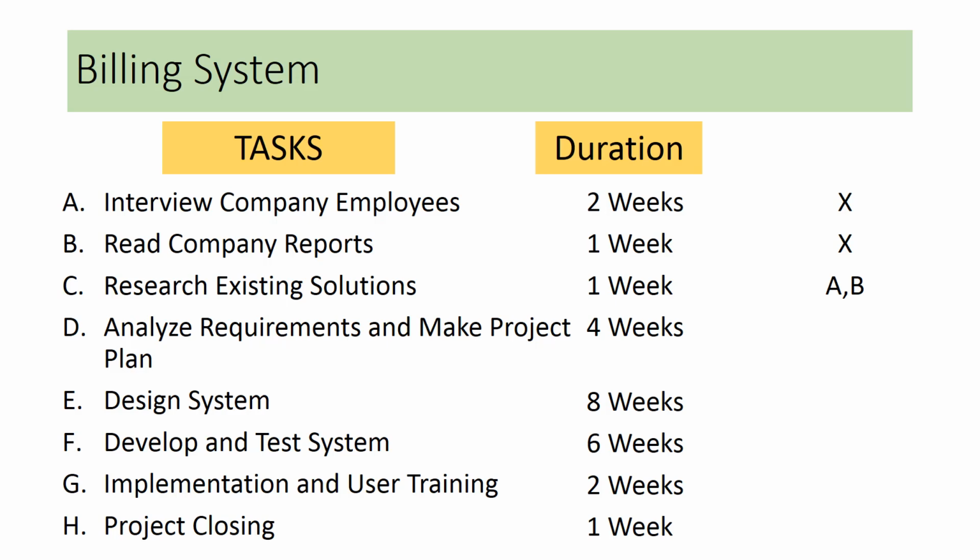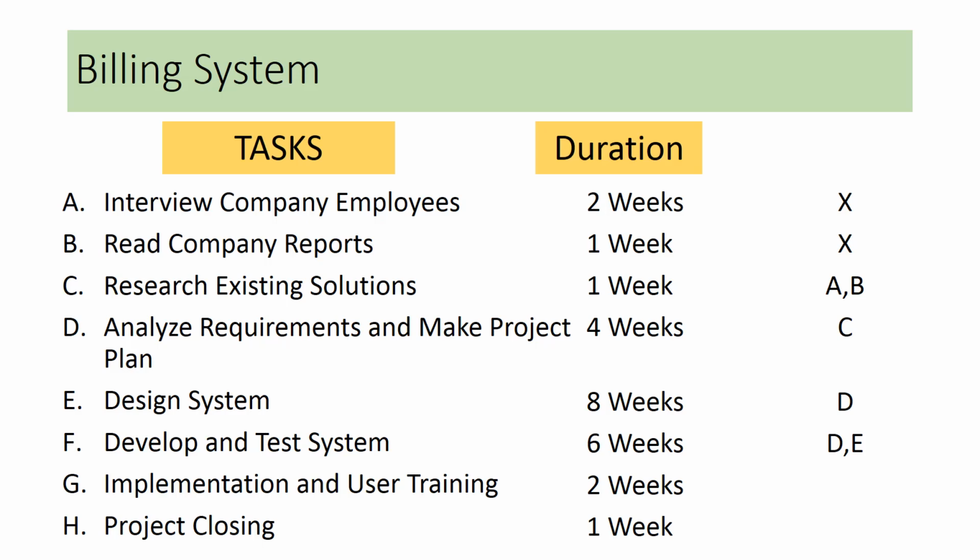To analyze the requirements, we have to make sure that we have already researched existing solutions, so task D is dependent on task C. To design the system, we should have our project plan and requirements analysis with us, so task E is dependent on task D. To develop the system, we need to have a design, hence task F is dependent on task D as well as task E.